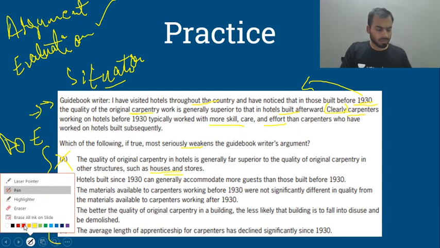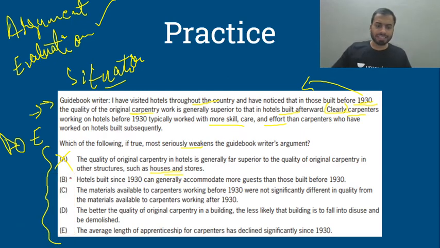Now, what is option B? Hotels built since 1930 can generally accommodate more guests than those built before 1930. Is this something the guidebook writer is concerned about? The guidebook writer is more concerned about the kind of carpentry, the kind of woodwork that is in the hotels, right? So the guidebook writer is not concerned about whether the hotel has 200 rooms, or 500 rooms, or 10 rooms, right? So we eliminate B.